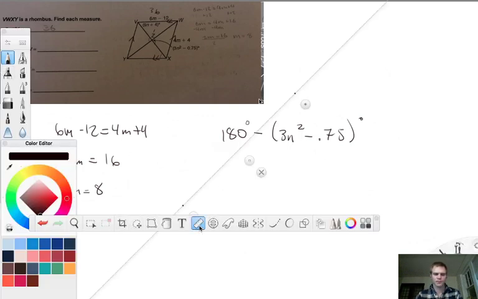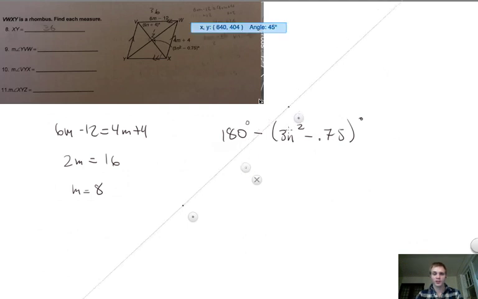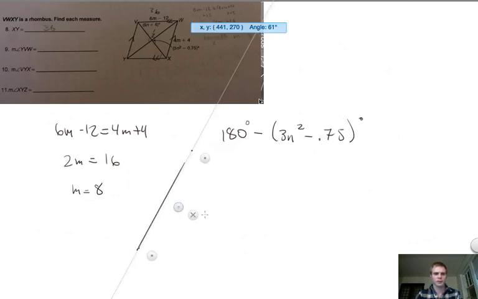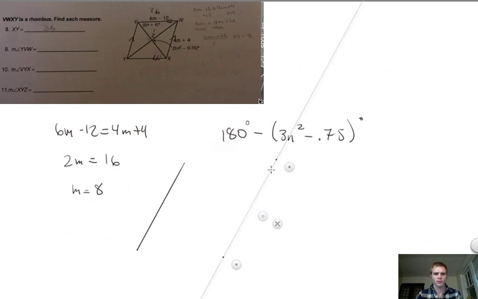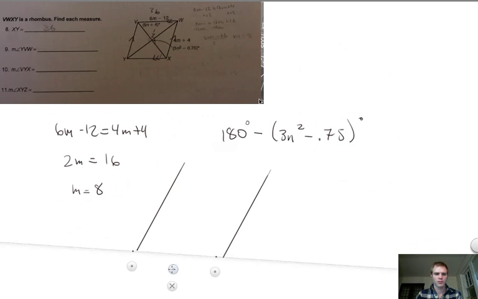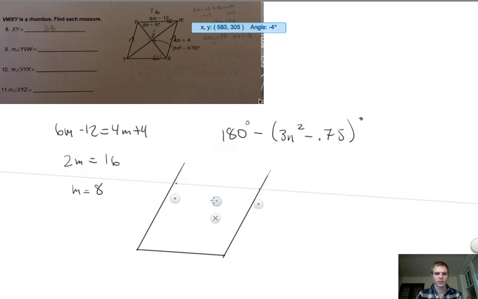Draw this a little bigger. Sorry if you're watching this. I thought this was going to be quick and easy, but it is not. Okay, here's a rhombus. It's not quite rhombusy. This is a better rhombus.